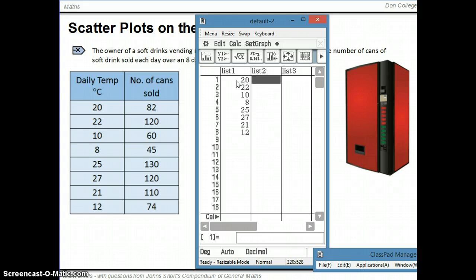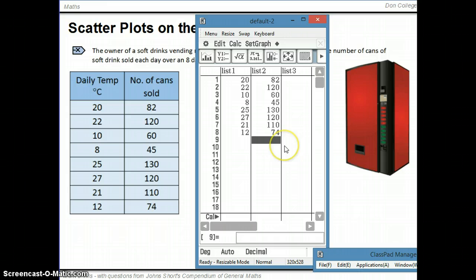Over here in list 2 we're going to put the number of cans sold, so 82, 120, 60, 45, 130, 120, 110 and 74. It's important you put them in the right order because they link up together, they match. You can't just put them in any old order, so they have to go together like that.